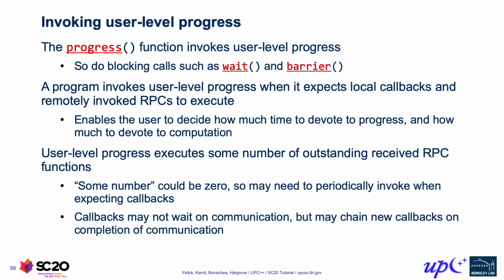The fact that this is explicit means that the application can decide how much time to devote to running those callbacks using progress and how much time to devote to computation. So the user can tune their code to perform the right balance between progress and computation to provide best performance. When the application invokes progress, some number of outstanding callbacks get executed, but that number can be zero as well. So the application needs to periodically invoke it when it's expecting callbacks.